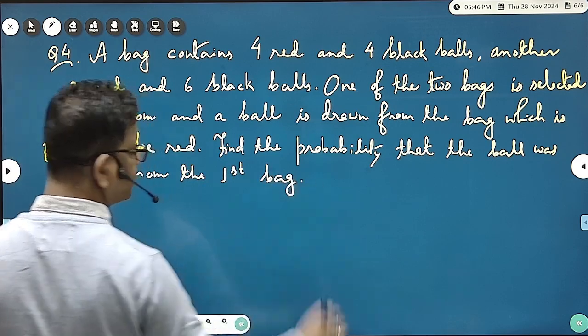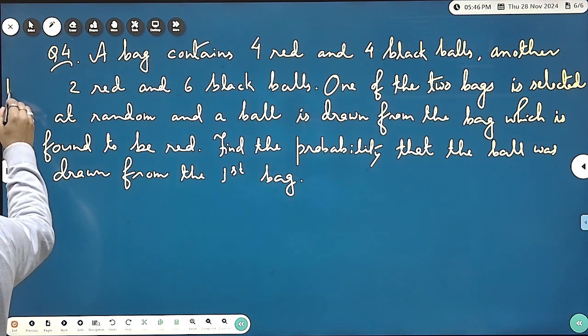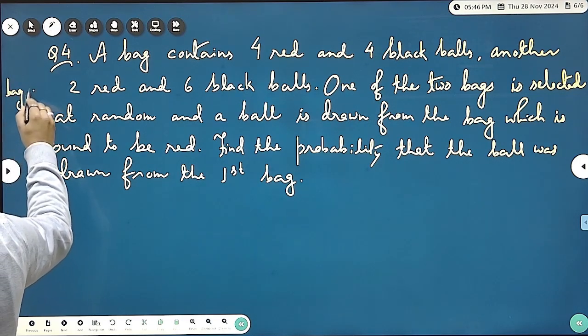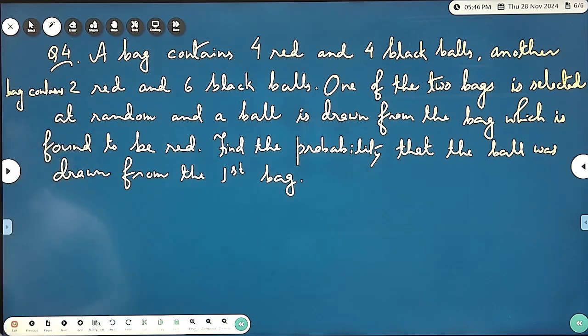Because there are how many bags? 2 bags. Find the probability that the ball was drawn from the... So I will read it out once again. A bag contains 4 red and 4 black balls. Another bag contains 2 red and 6 black balls.